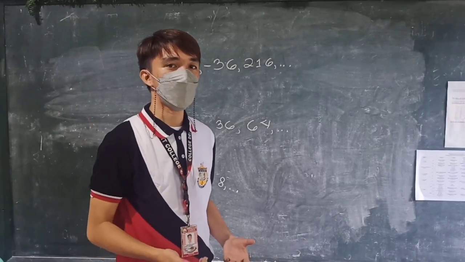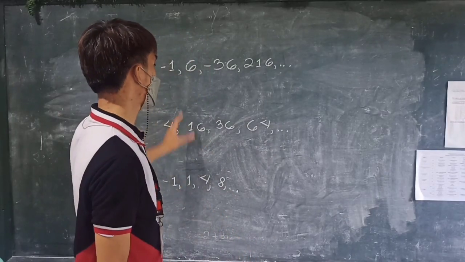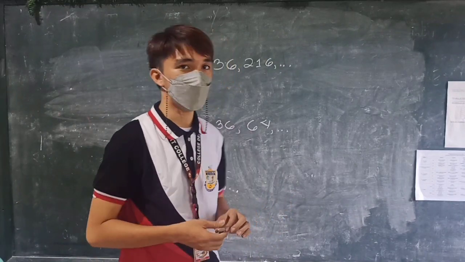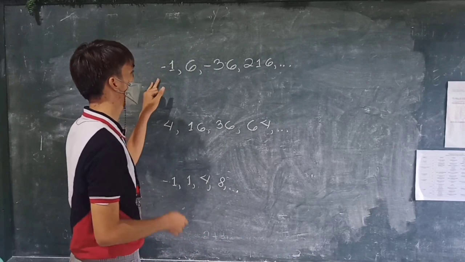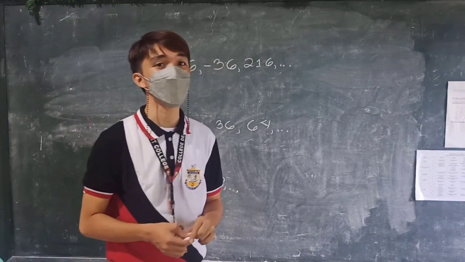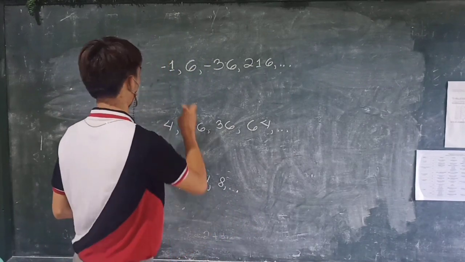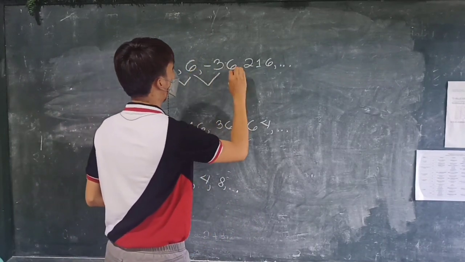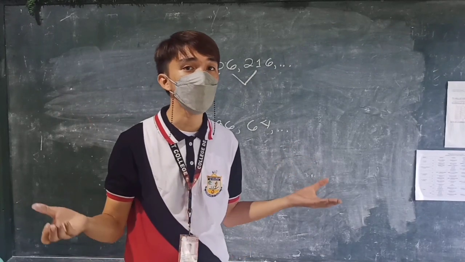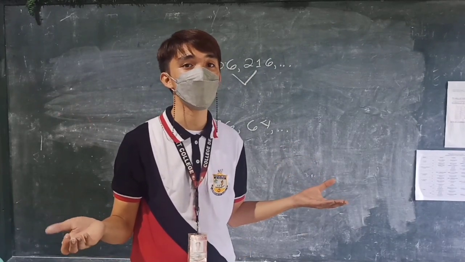Right, we are going to identify if the given sequences are geometric or not. Okay, let's start off with the first sequence. We have negative 1, 6, negative 36, 216. So all we have to do is to look for their ratio. If they have a common ratio, then it is a geometric sequence.